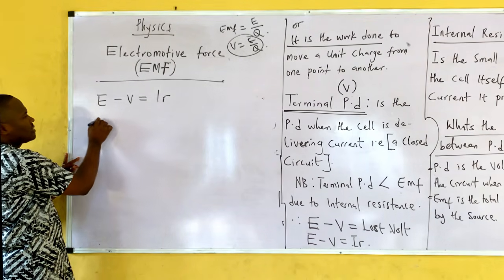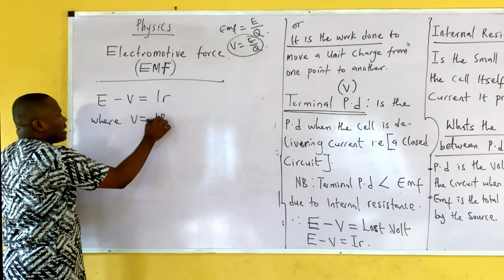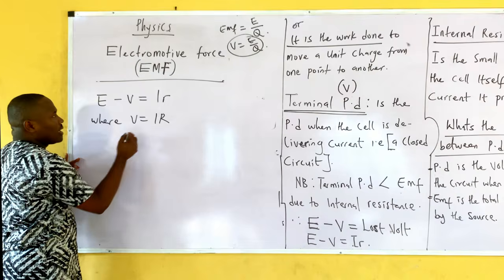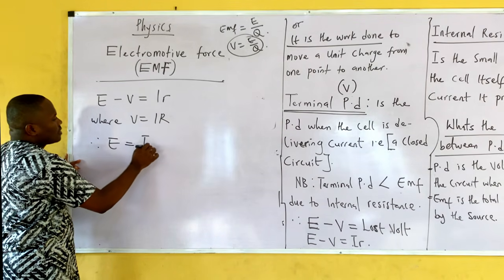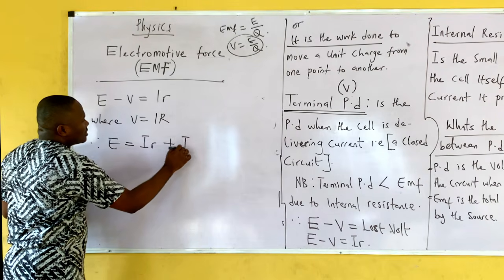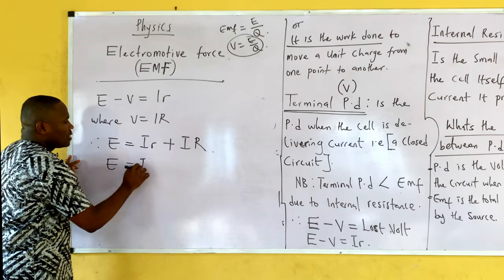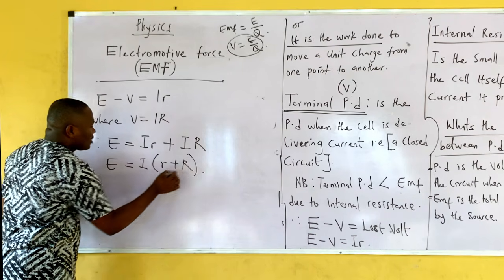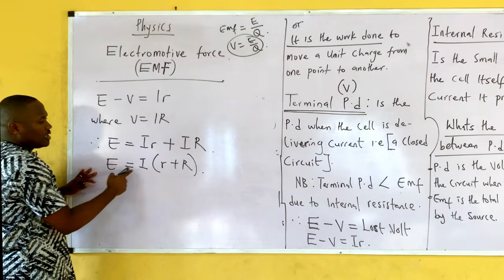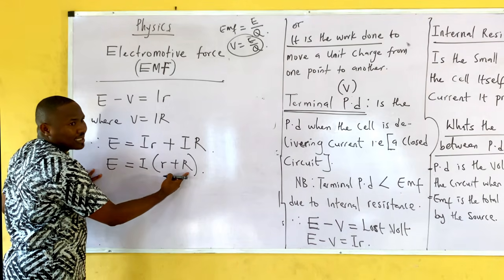Now I can say V equals IR, voltage equals IR. So therefore E is equal to Ir plus IR. So EMF is equal to I open bracket r plus R. Now look at this very well. EMF is equal to current times the open bracket of internal resistance plus external resistance.